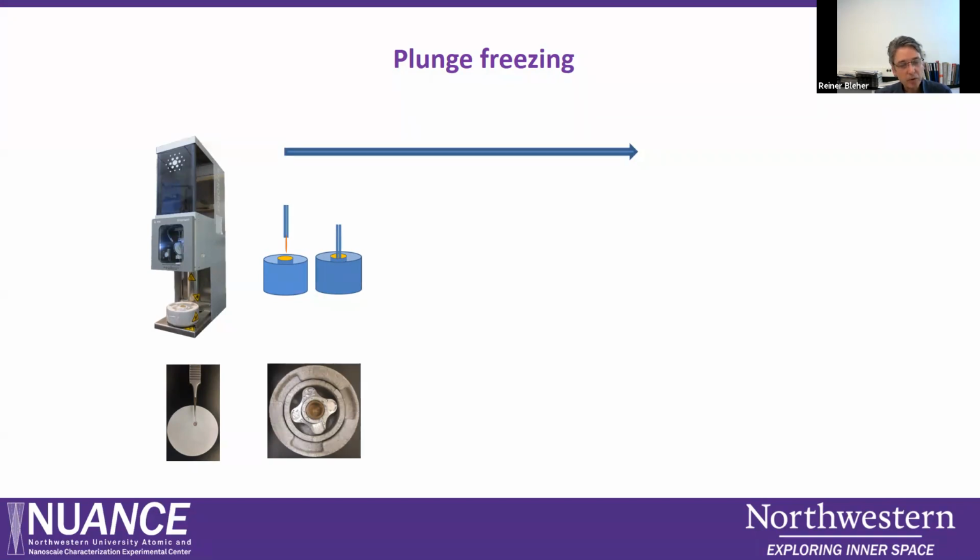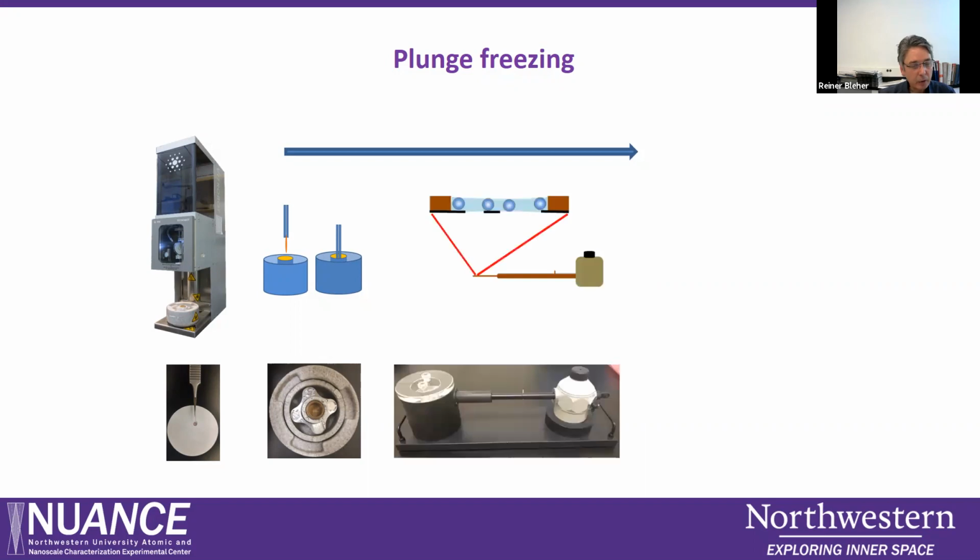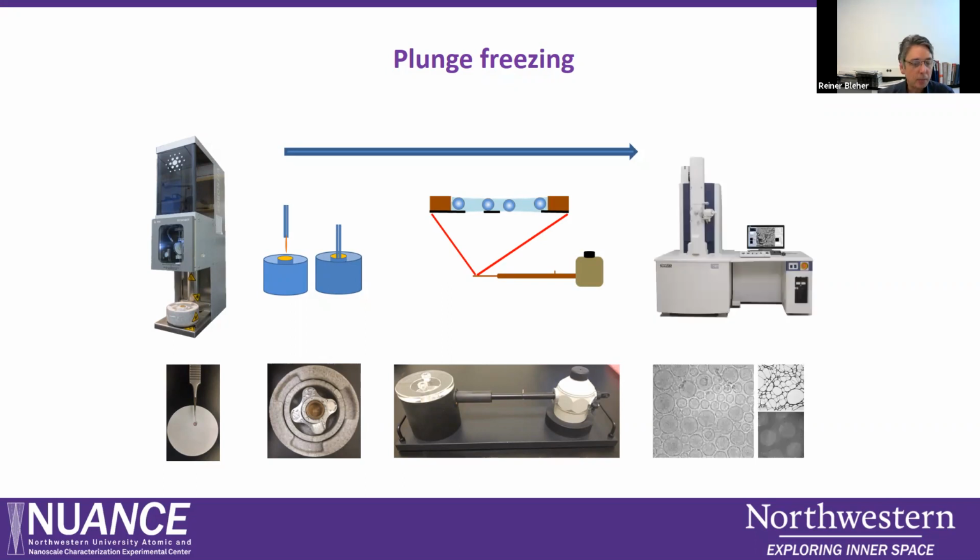The bottom image shows the styrofoam cup that contains the liquid nitrogen bath that cools down the metal cup with liquid ethane in the center. The frozen grid is then transferred into a pre-cooled workstation with a pre-cooled cryo transfer holder, and the cryo transfer holder is inserted into a TEM for observation in cryo mode.